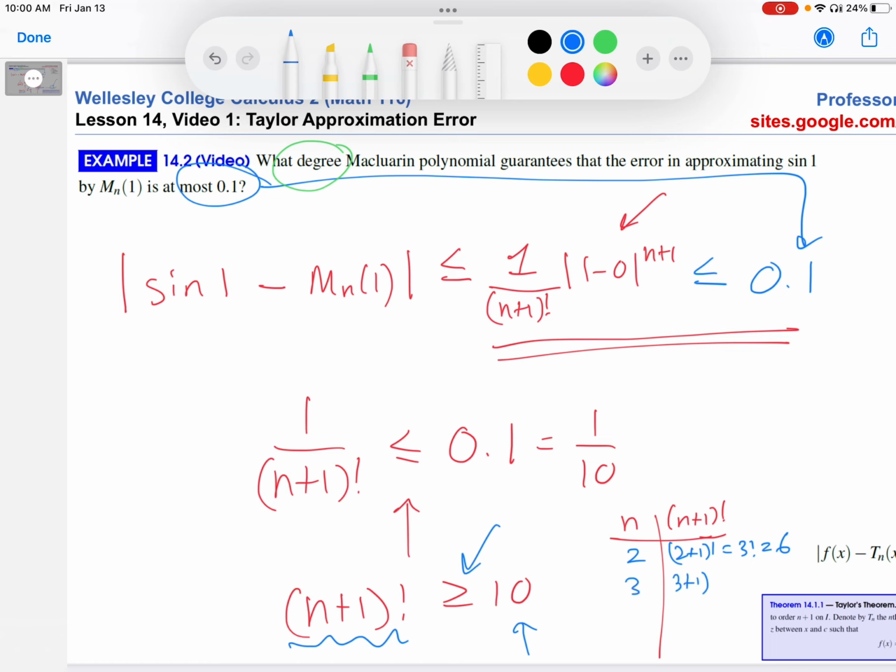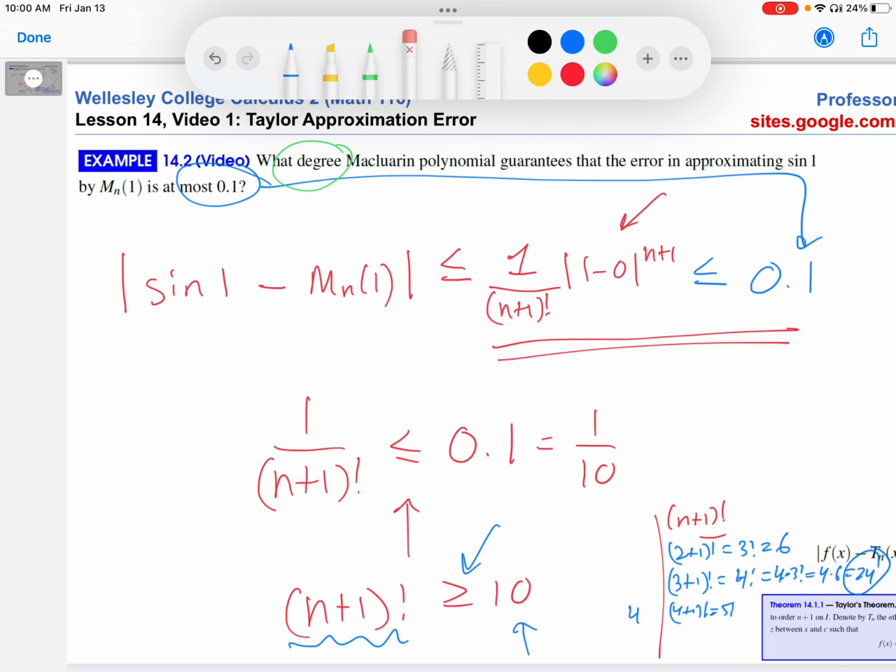3 plus 1 factorial, that's 4 factorial. That's 4 times 3 factorial, so it's 4 times 6, that's 24. There we go. That is definitely bigger than or equal to 10. And of course, if I choose a bigger n, because of the way factorials work, this would be 4 plus 1 factorial, that's 5 factorial. That's bigger than 4 factorial. So 24 is the first one in this list that's bigger than or equal to 10. That happens at n equals 3.